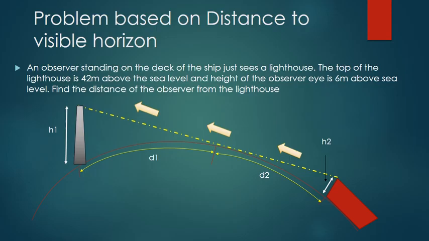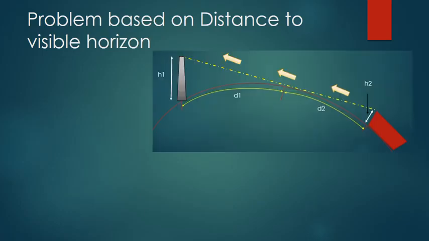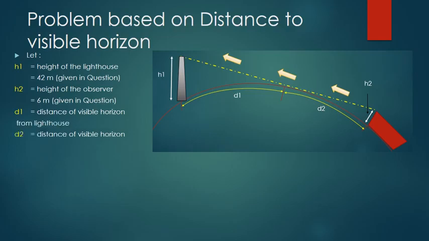Now let us see how to solve this problem. Let us again look at this picture. Let h1 be the height of the lighthouse, 42 meters given in the question. h2 is the height of the observer, that is 6 meters given in the question. d1 is the distance of the visible horizon from the lighthouse. d2 is the distance of the visible horizon from the deck of the ship. I have wrongly mentioned lighthouse here.